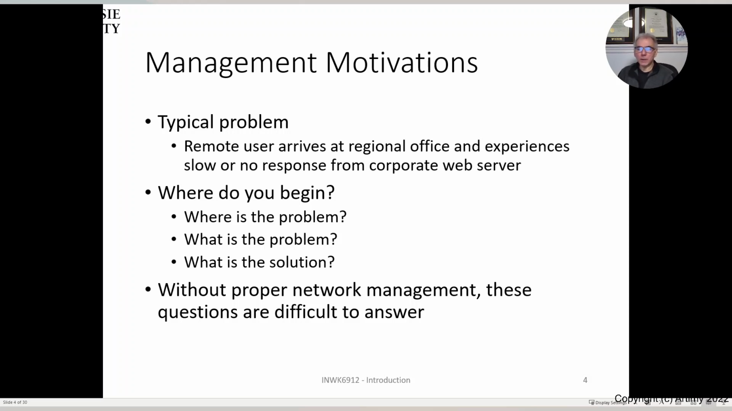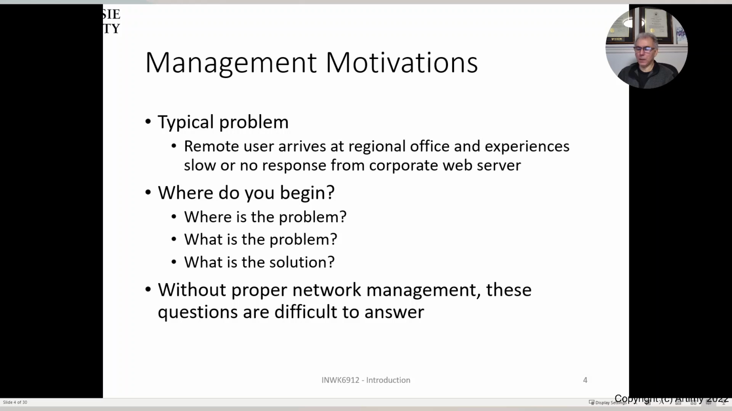So in network management, we'll try to do the same thing. You can build a network without any network management, but you have a problem where, as the slide says, a user comes, whether it's remote or not, the slide says remote, but a user comes to the office and tries to turn on the computer and log in to their usual server, and then they don't get anywhere.